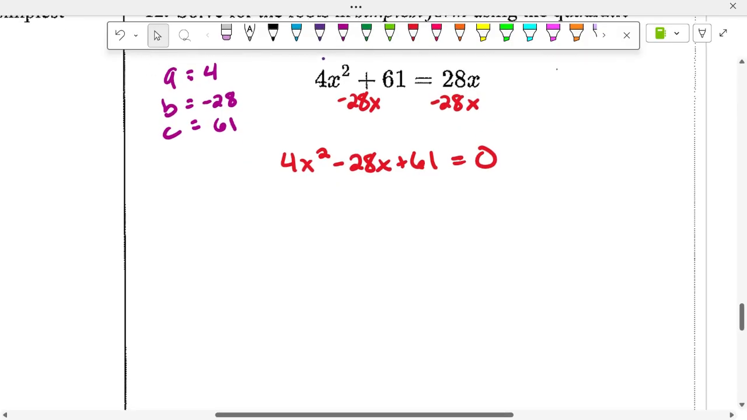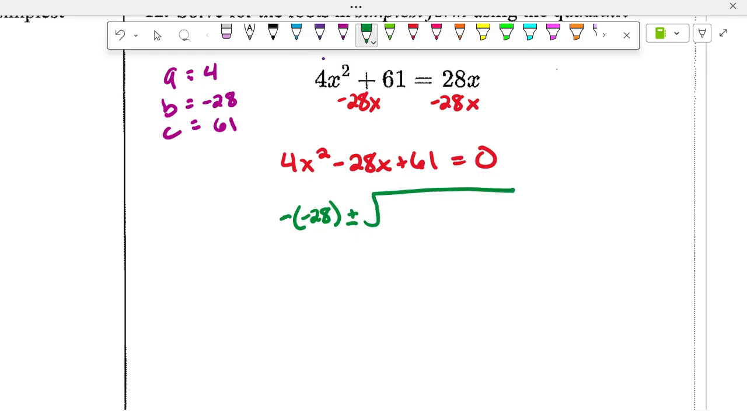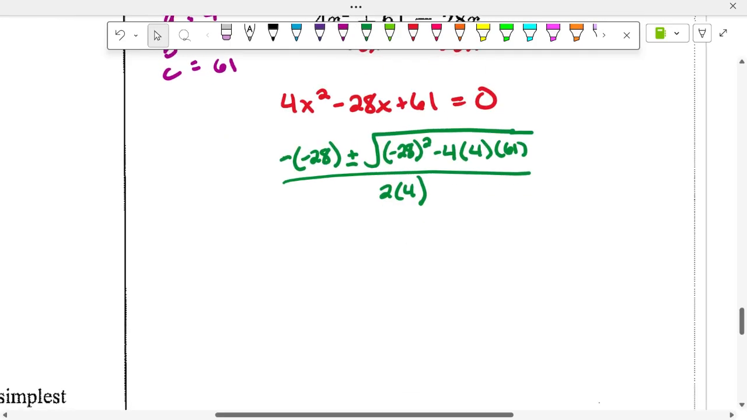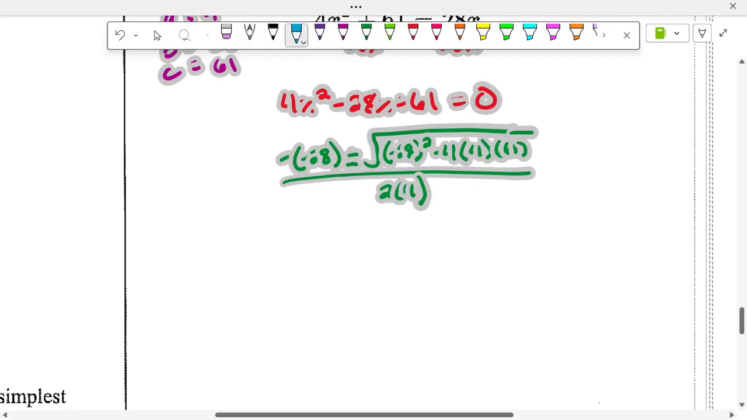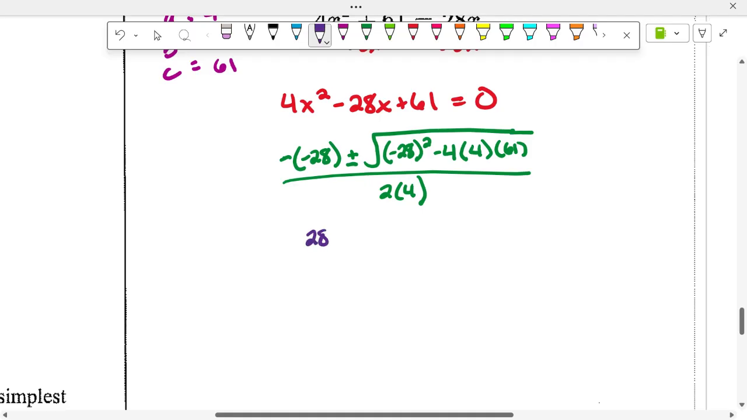So if you put in the formula, I have negative times negative 28 plus or minus the square root of negative 28 squared minus 4 times 61, all over 2 times 4. Did everyone get that far? All right, now what happens to the two negatives right here? They cancel out, become positive. This is positive 28 plus or minus.